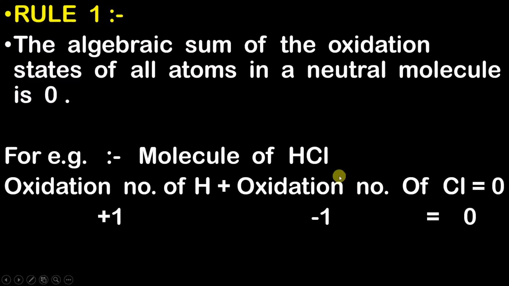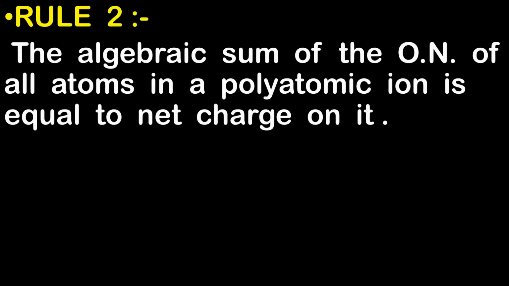So the sum of the oxidation states, or the oxidation numbers, of the atoms present in the molecule must be equal to 0. I hope you have understood rule number 1. It was quite a simple one. Now let's move on to rule number 2. The algebraic sum of the oxidation numbers of all atoms in a polyatomic ion is equal to the net charge on it. What is the meaning of this?